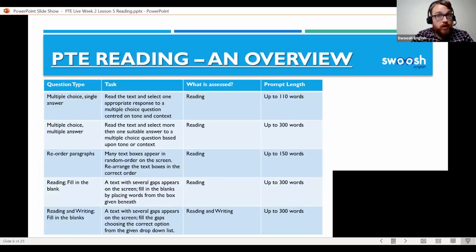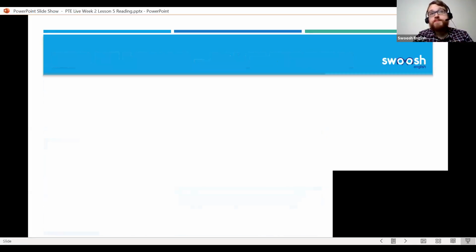What's assessed is your reading, and the prompt length is up to 300 words. So keep that information in mind and learn it, study it, make sure you know exactly what you have to do on the day of the PTE examination, and therefore giving you the best chance of passing it once you know all the components of it. All right.